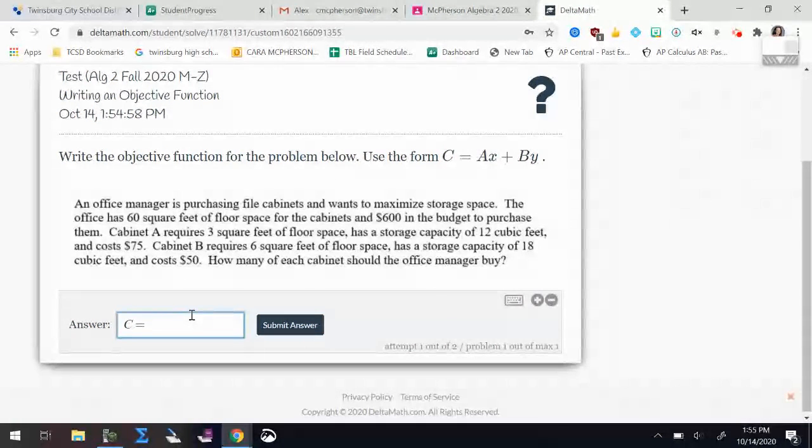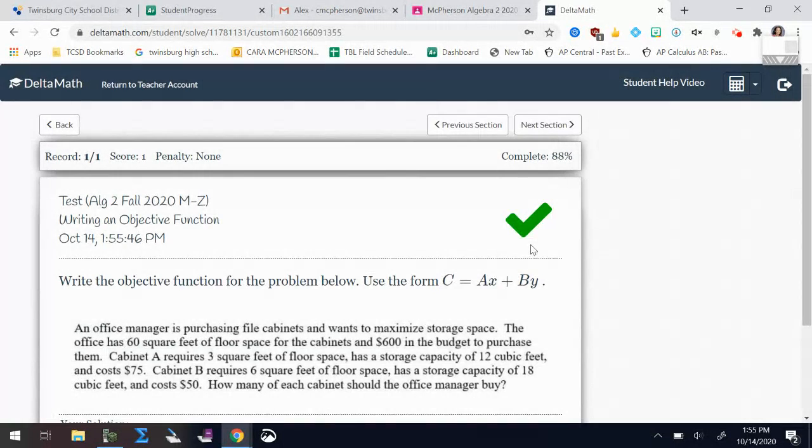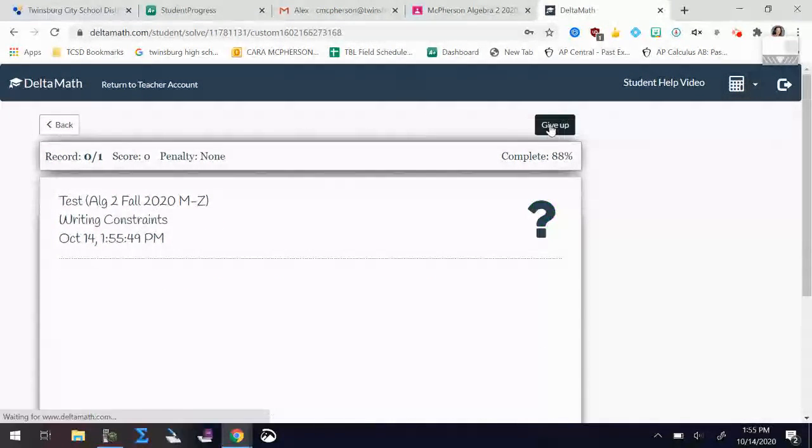So let's look at our cabinets. We have two cabinets, cabinet A and cabinet B. Cabinet A has a storage space of 12 cubic feet. Storage space means the same thing as storage capacity. So cabinet A has 12, so I'm going to write 12x. Cabinet B, read a little bit further, has a storage capacity of 18 cubic feet. So 18y. And that is what I'm trying to maximize. So that is my objective function. I'm going to submit that one, and I've just got one left for our review here.